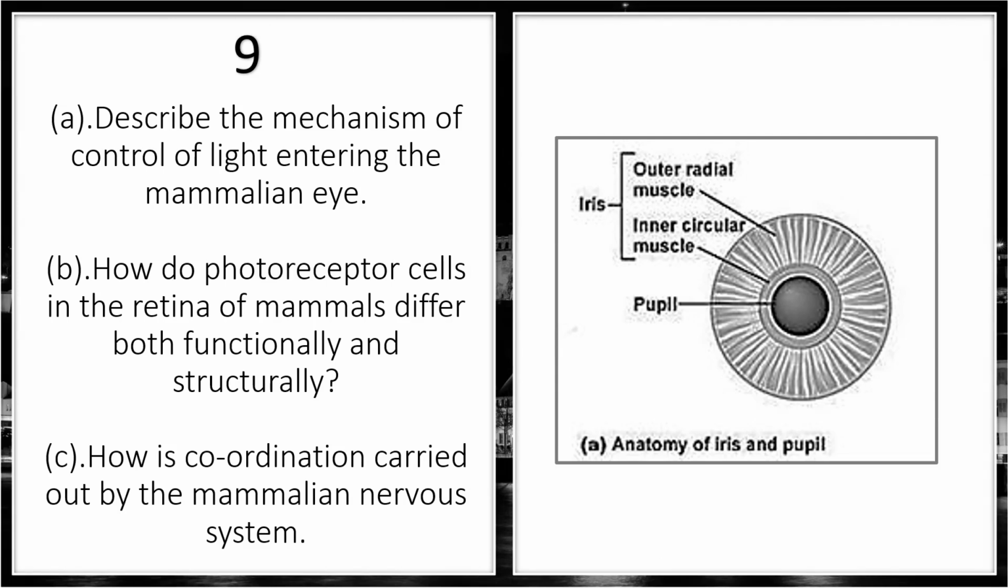Number 9. Describe the mechanism of control of light entering the mammalian eye. Part B. How do photoreceptor cells in the retina of the mammal differ both functionally and structurally? Part C. How is coordination carried out by the mammalian nervous system?